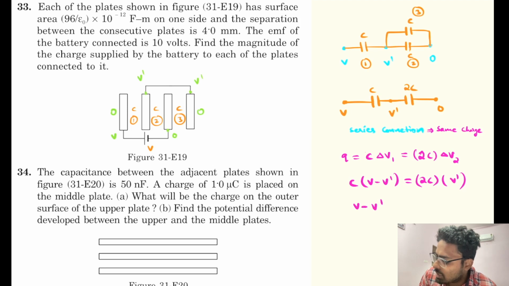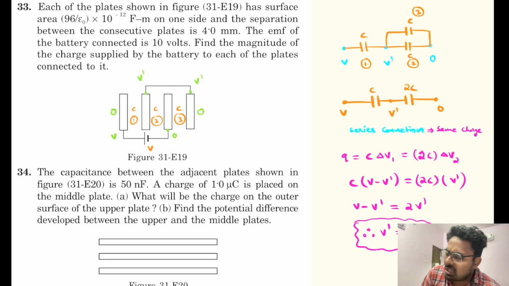So V minus V dash equal to 2V dash. Therefore V dash equal to V by 3. Once we get the value of V dash, we can find the charge on any given capacitor and any given plate. So it's very simple for us, right? Once we get the value of V dash, the potential difference between these two plates is nothing but V minus V dash, which is 2V by 3.